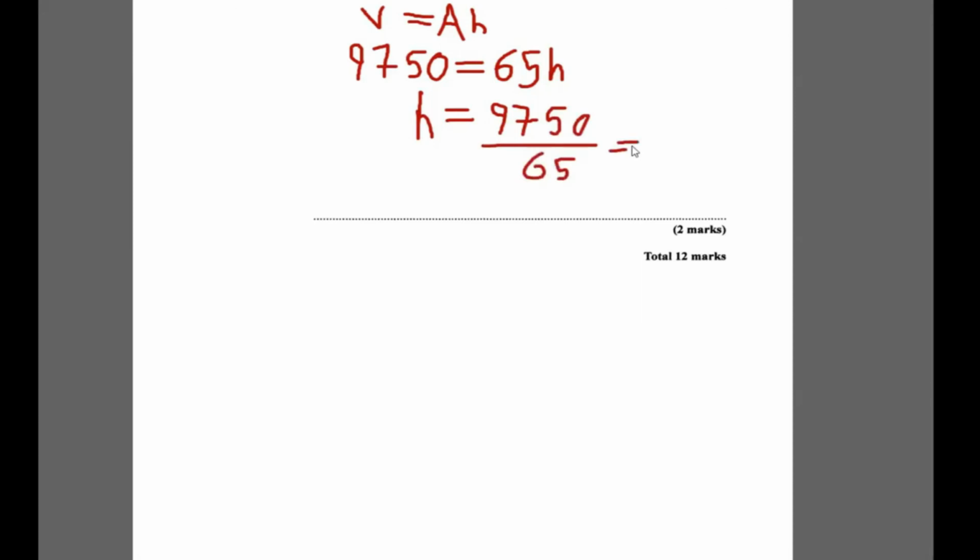9,750 divided by 65 is 150. That's 150 centimeters. They want the answer in meters, and so the height of the tank is 1.5 meters. That's the height of the tank.